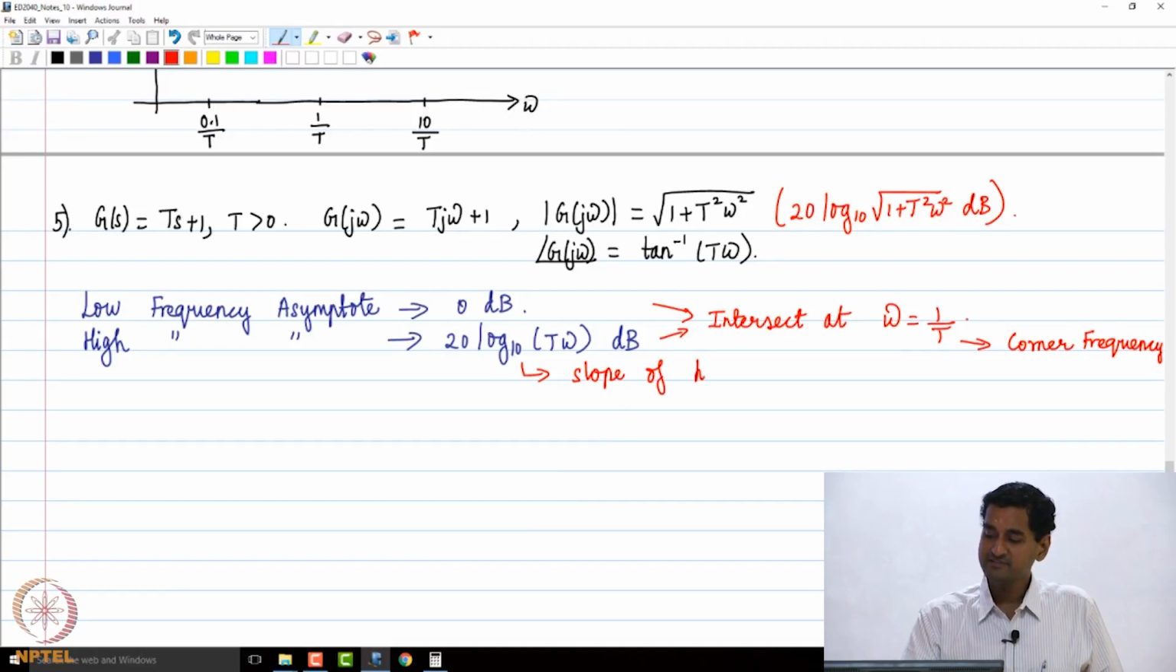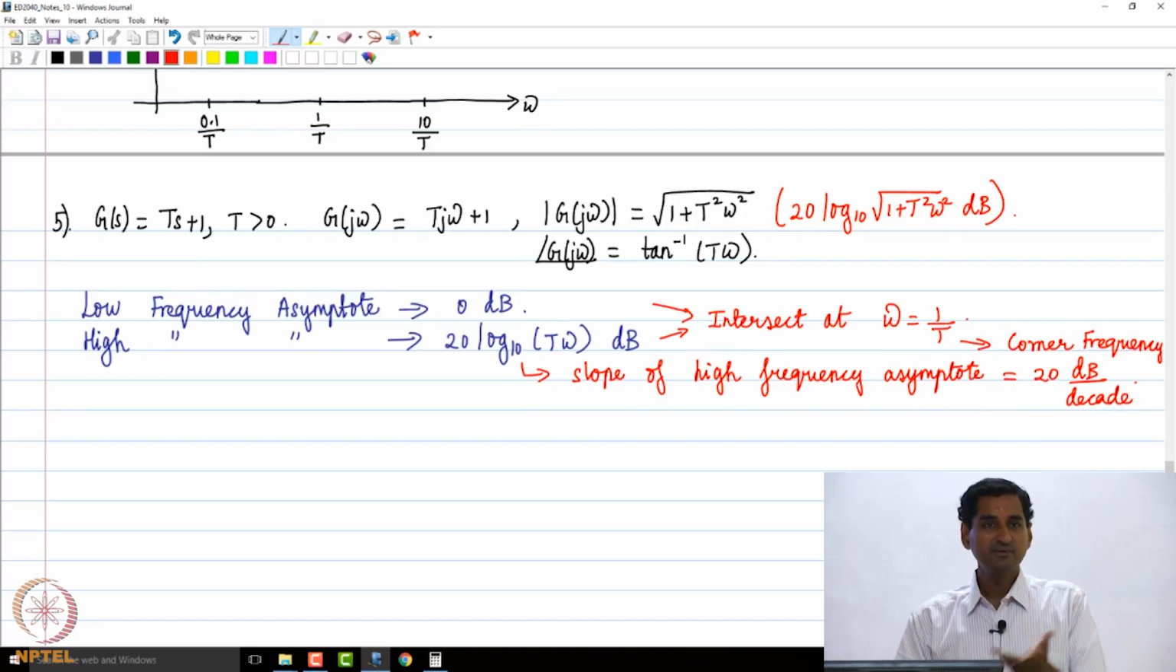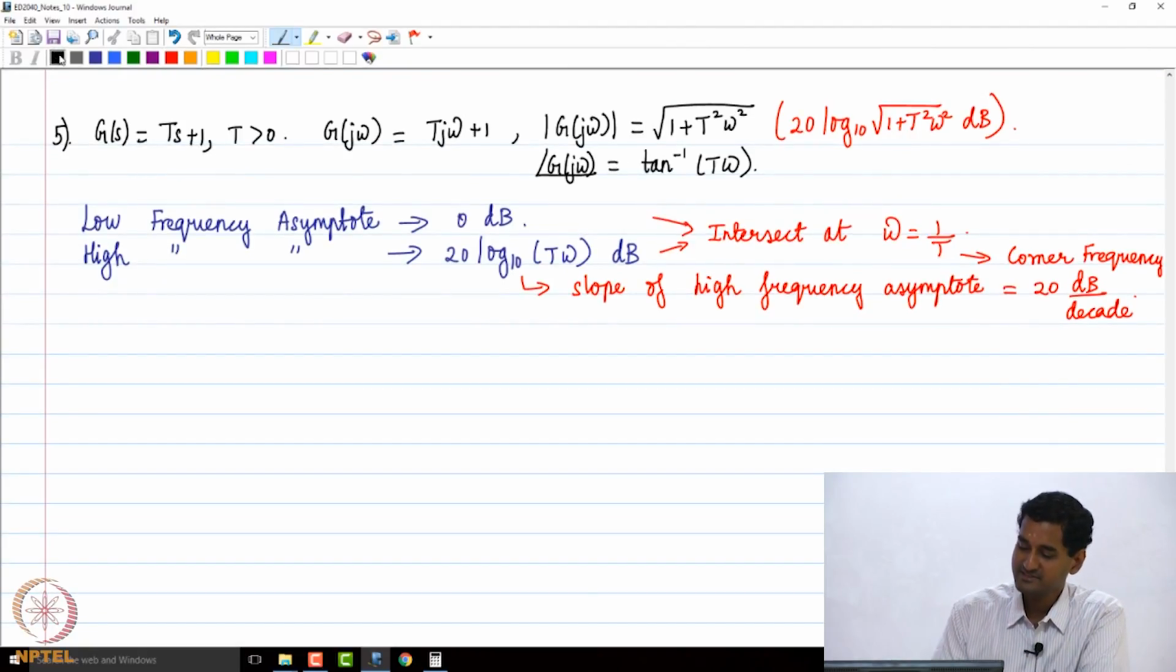The slope of the high frequency asymptote is going to be plus 20 decibels per decade, right? That's also pretty standard. You repeat the same calculation, you substitute 10 times omega, and you will get 20 plus 20 log to the base 10 of T omega. So from omega to 10 times omega, you have an increase of 20 decibels. That's why the slope is 20 decibels per decade. So how would this magnitude plot look in this case?